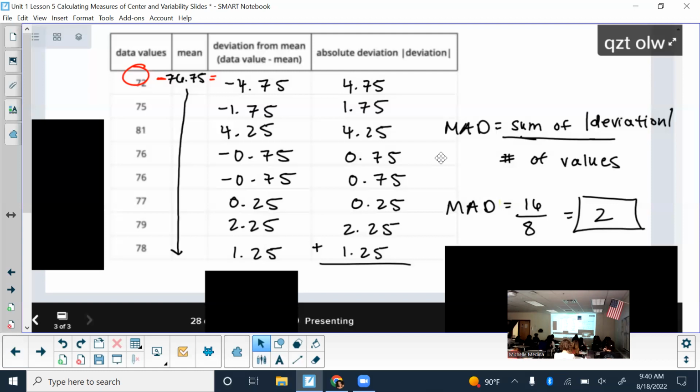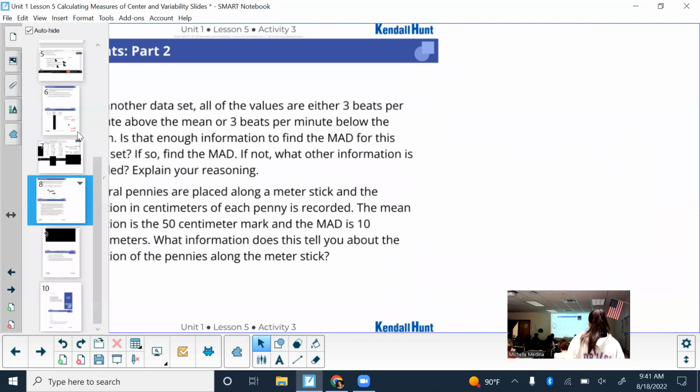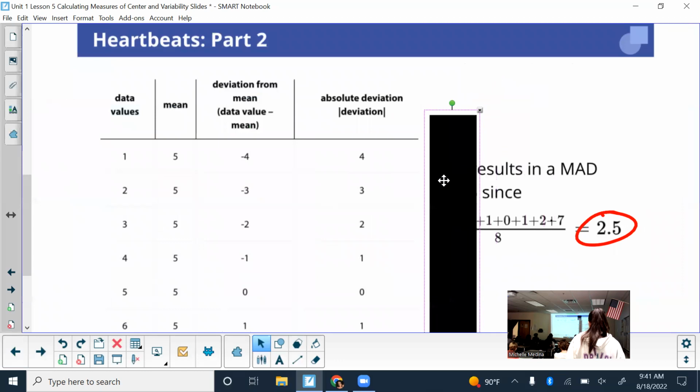All right, so all that work to get that number. And that number tells us how far the data is spread out. Now, if you compare it to other sets of data, so here's a random example. So this is different from the data that we have.